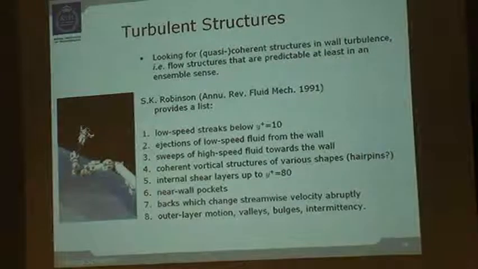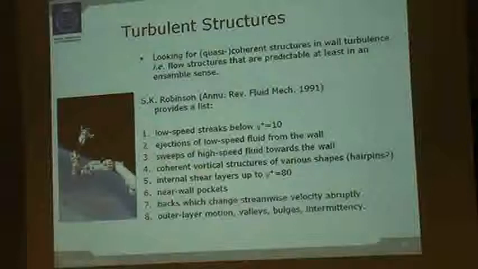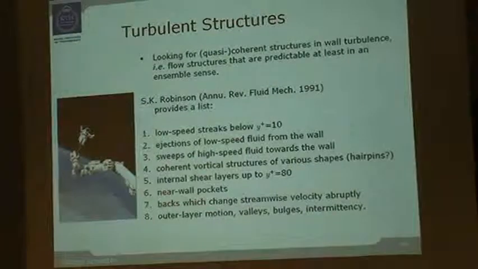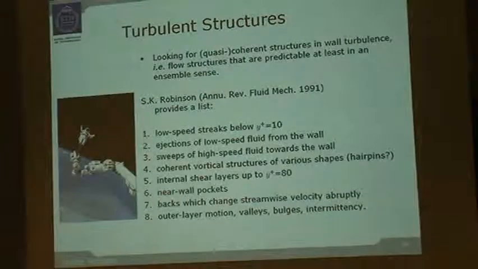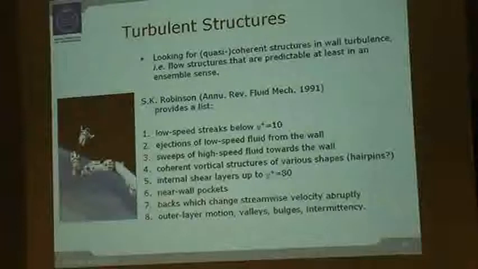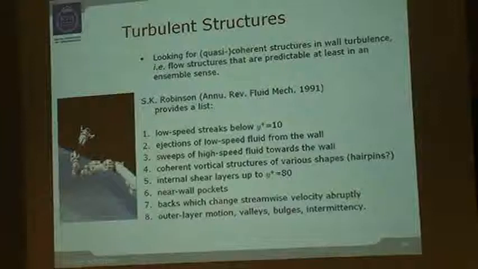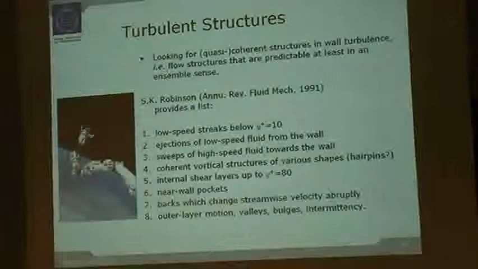So he could see low speed streaks, he could see ejections, he could see sweeps, and he could see coherent vortical structures of various shapes. You could see internal shear layers, pockets, you could see backs, you could see outer layer motion, you could see valleys, bulges, and a high degree of intermittency, in particular in the outer region of the boundary layer. So there's a whole slew of different structures, different phenomena, different interactions present in the turbulent boundary layer. So it's not at all simple to just categorize it.